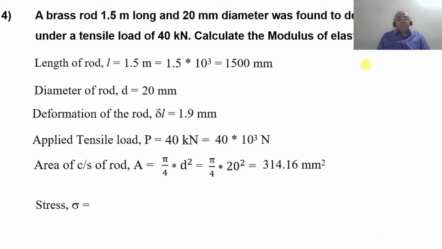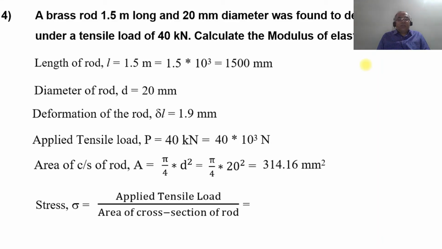Now, what is the stress? Stress is nothing but P by area of cross section, which is the applied tensile load by area of cross section of the rod, which is P by A. So we know the value of P, which is 40 into 10 to the power of 3, divided by the area of cross section, which is 314.16. Substituting these values on calculation, you are going to get it as 127.324 Newton per mm square.